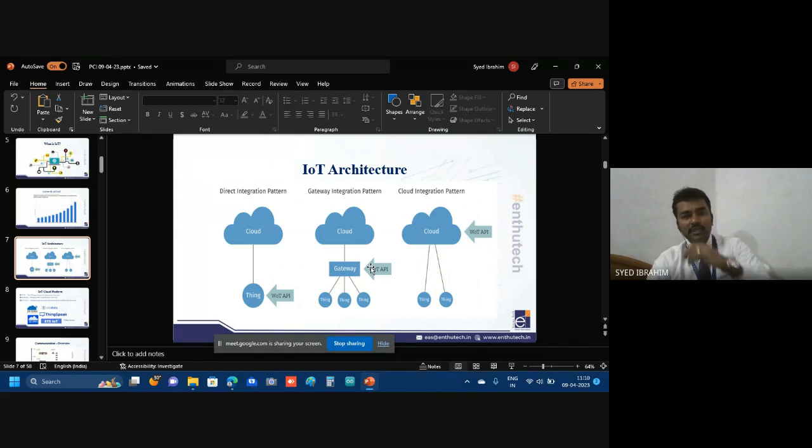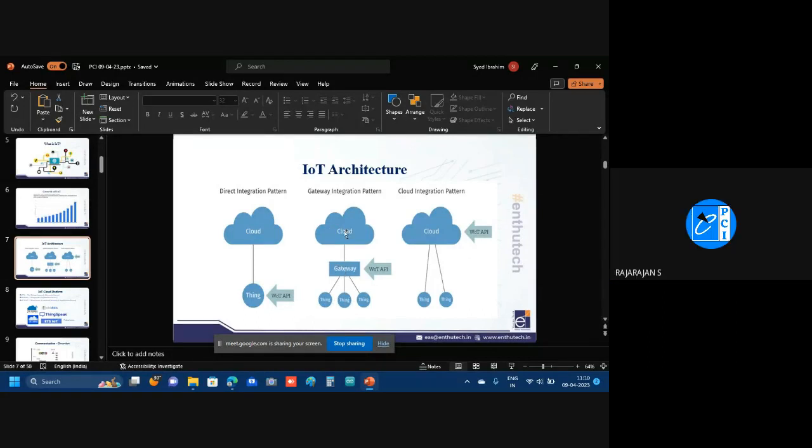Introduction to the IoT architecture. You can see this cloud platform over here, and this is our application, which is connected through this gateway.